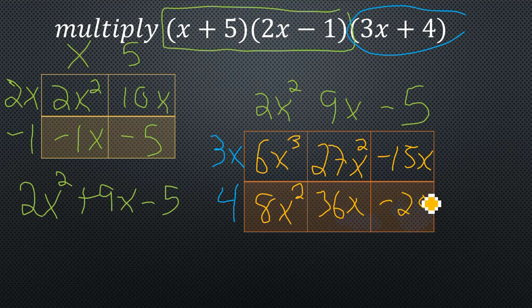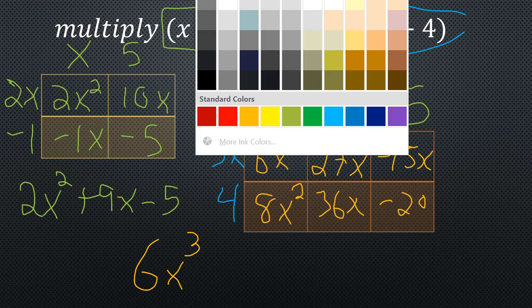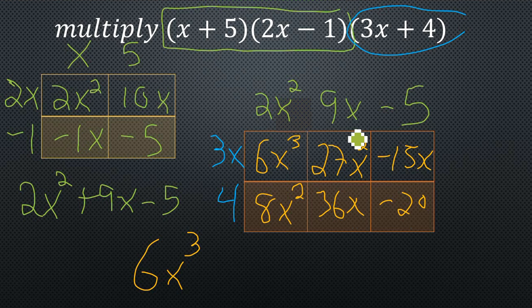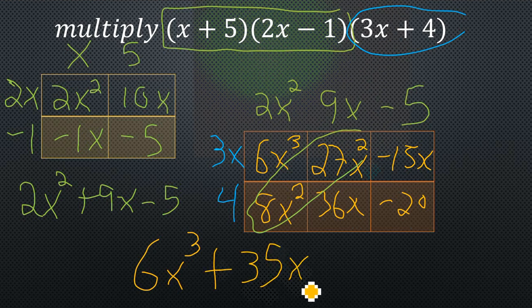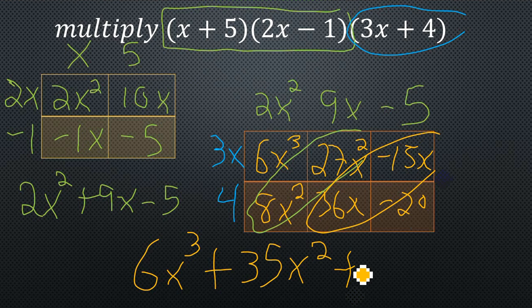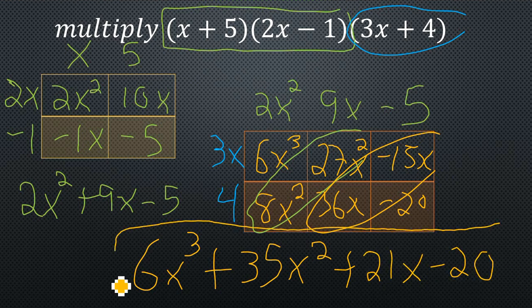Now at the very end of this process, we'll add any like terms. So I have 6x to the third is by itself. And then I'm going to add a couple like terms here. So I'm going to look at specifically right here. Those two pieces are going to add up to 35x squared. So I'm going to put that piece there. And then I've got these x terms here I need to add together. So if I take 15 away from 36, I end up with 21x and minus 20. I'm going to box in my answer.